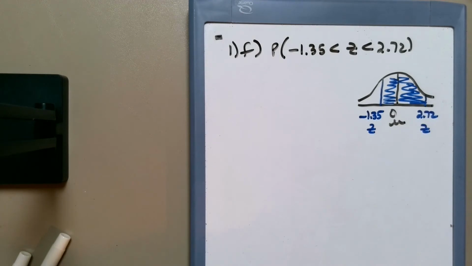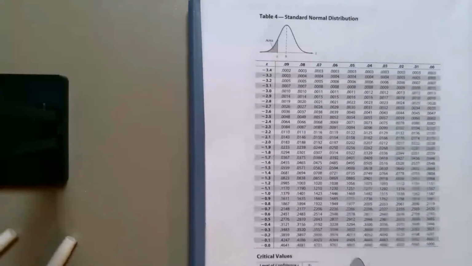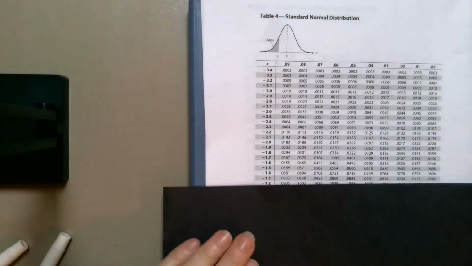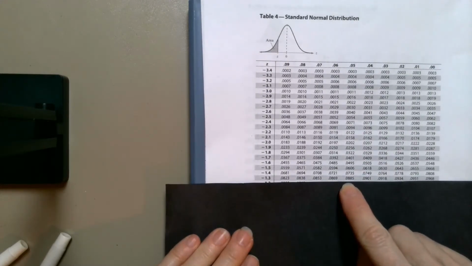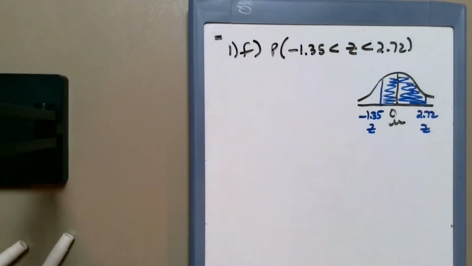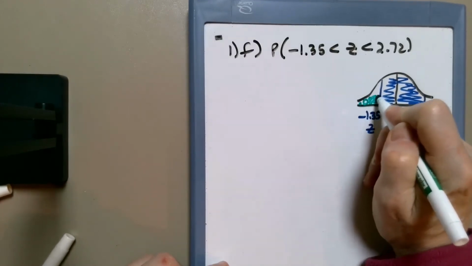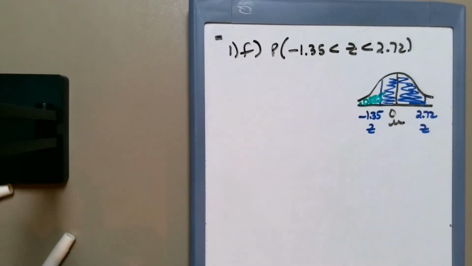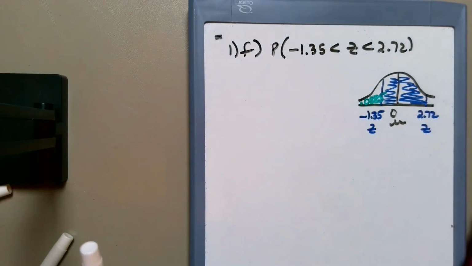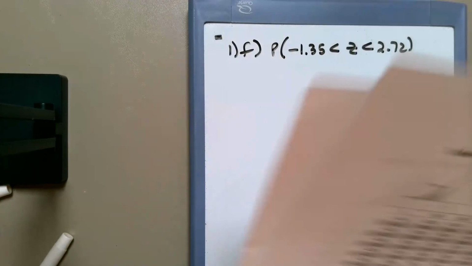So starting with negative 1.35, looking that up in the Z table. Row negative 1.3 and then 500ths, 0.0885. That is the area where? To the left, in the left tail. 0.0885. Squeeze that in there. Then we're going to negative 1.35, just double check in here. Negative 0.0885, got it.